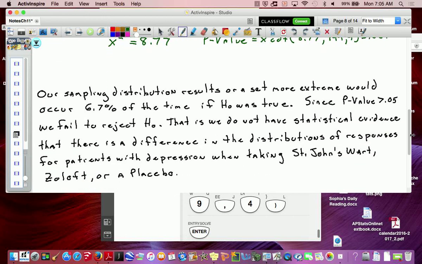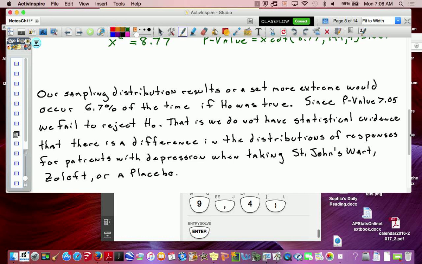So our result, or one more extreme, would occur about 6.7% of the time if the null hypothesis was true, meaning there was no difference between the 3 different treatments. Our p-value is greater than 5%. Okay? So we do not have statistical evidence that there is a difference in the distributions. Even though this was a low percent, it wasn't significant enough to say that there's different responses to depression when taking St. John's wort, Zoloft, or the placebo, which is kind of a bummer for Zoloft, but at least here in this study we're looking to see if St. John's wort is effective.